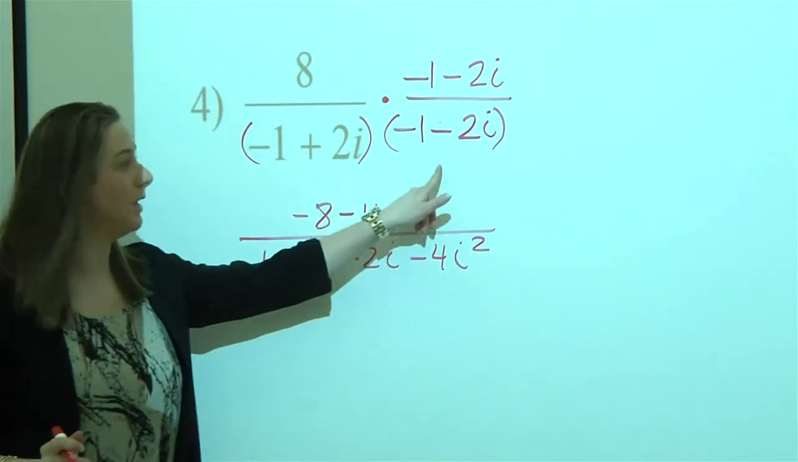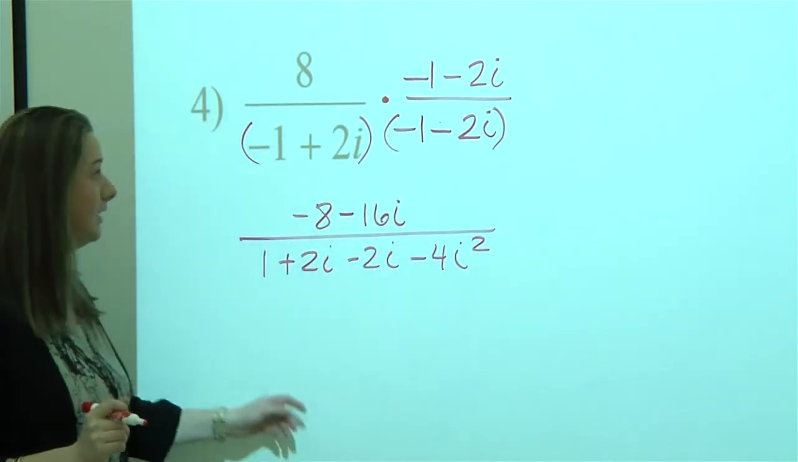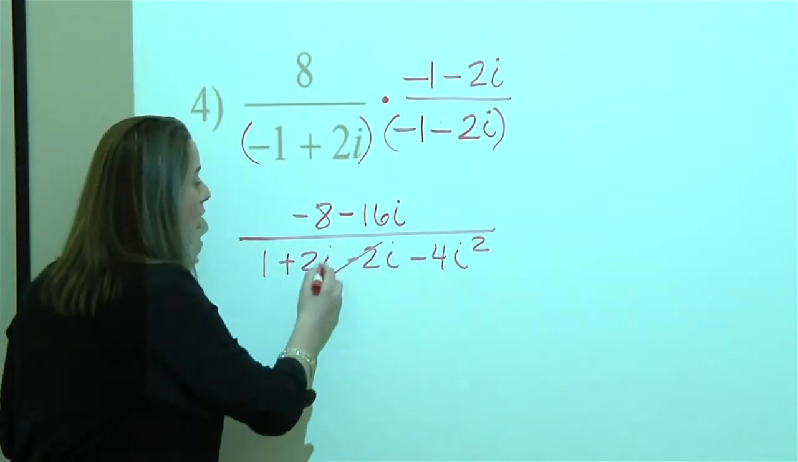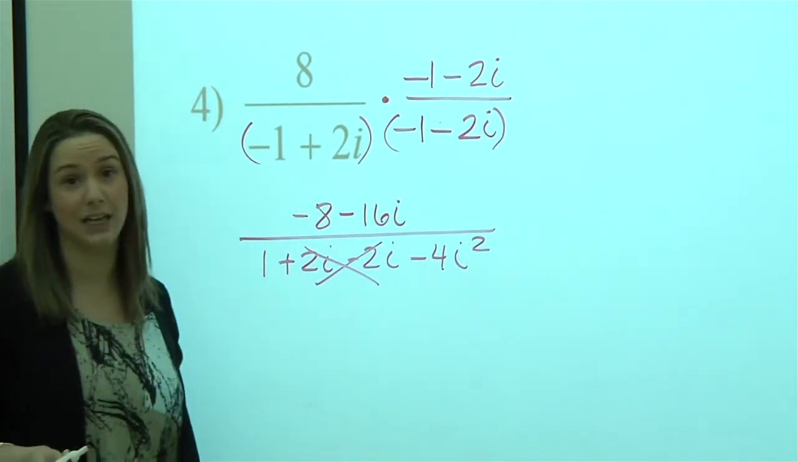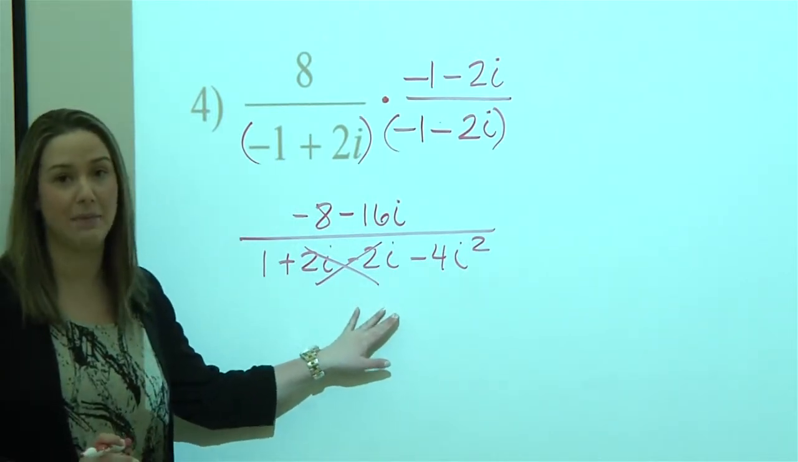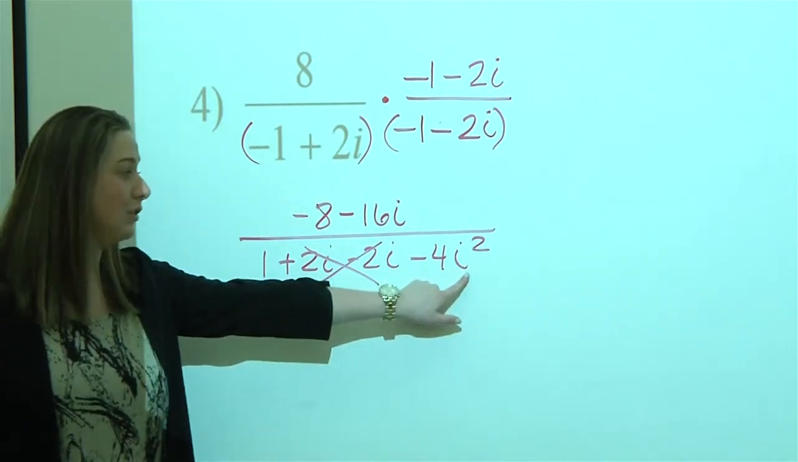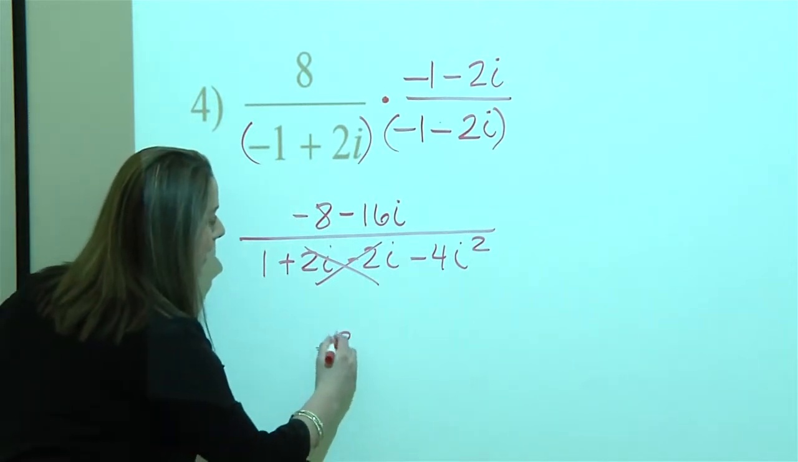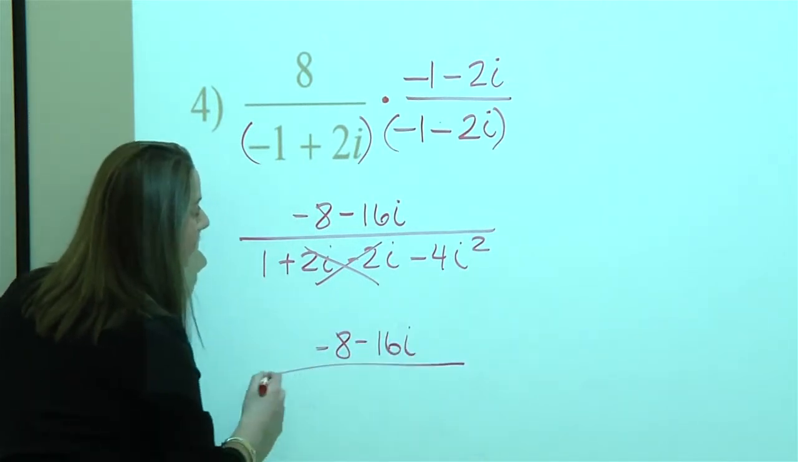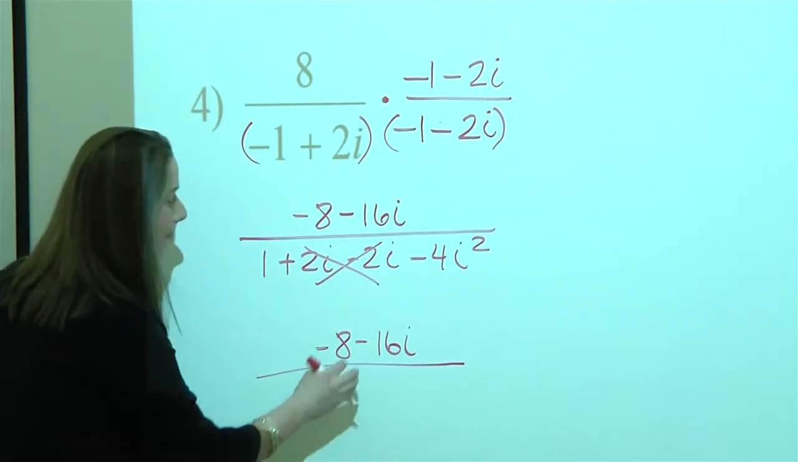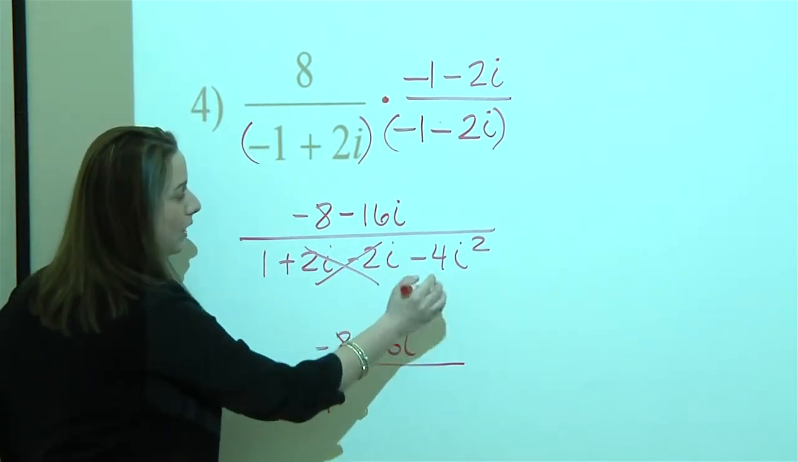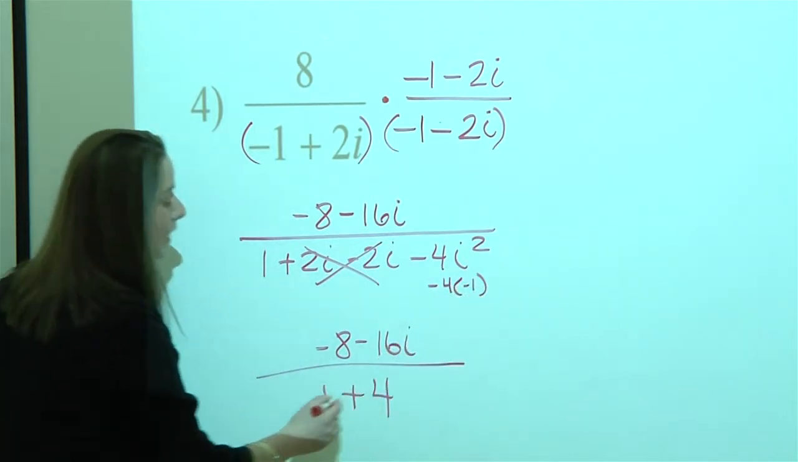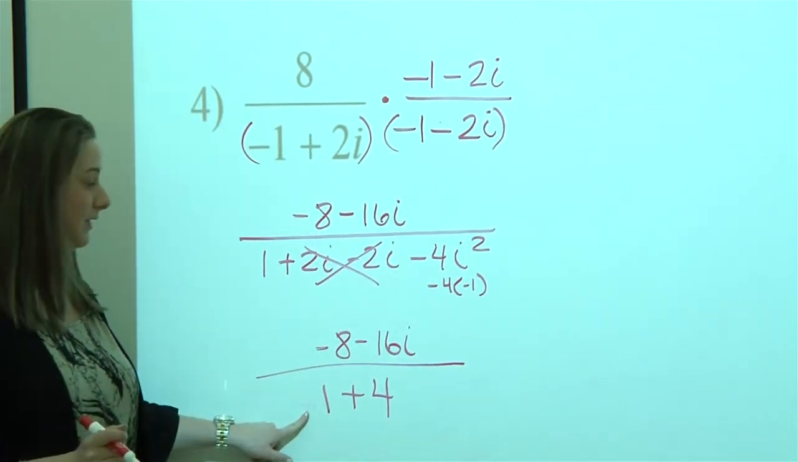So when I FOIL and multiply the two complex conjugates in the denominator, I end up with this. Notice how the O and the I of FOIL are going to cancel out. That's the whole goal. This is going to happen every single time. Our i squared is going to evaluate to be negative 1. So again, we're going to get negative 8 minus 16i in the numerator all over 1. This cancels out. Negative 4 times negative 1 is going to give us a positive 4. So 1 plus 4 is going to give us our 5.